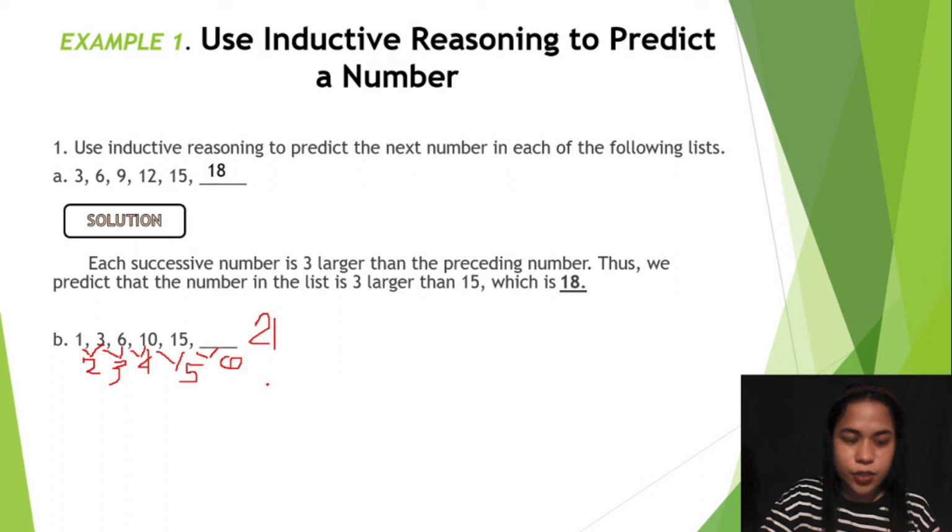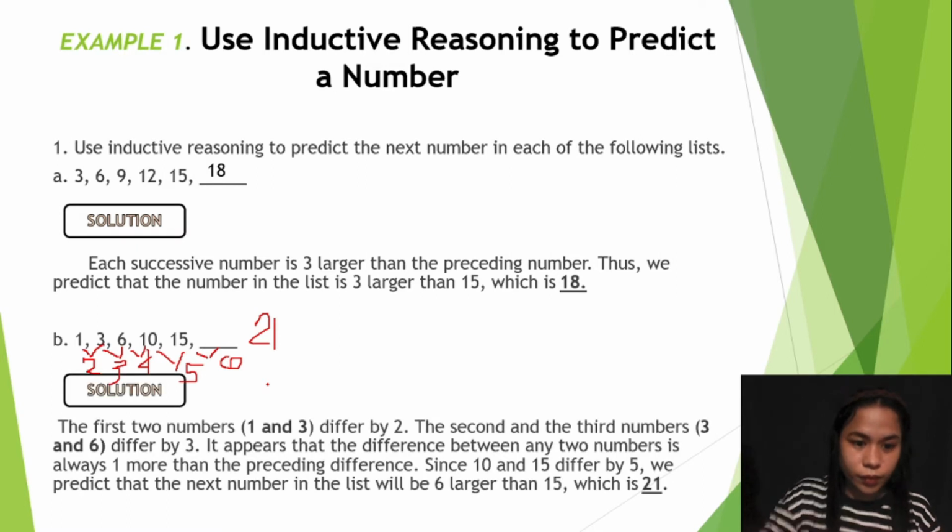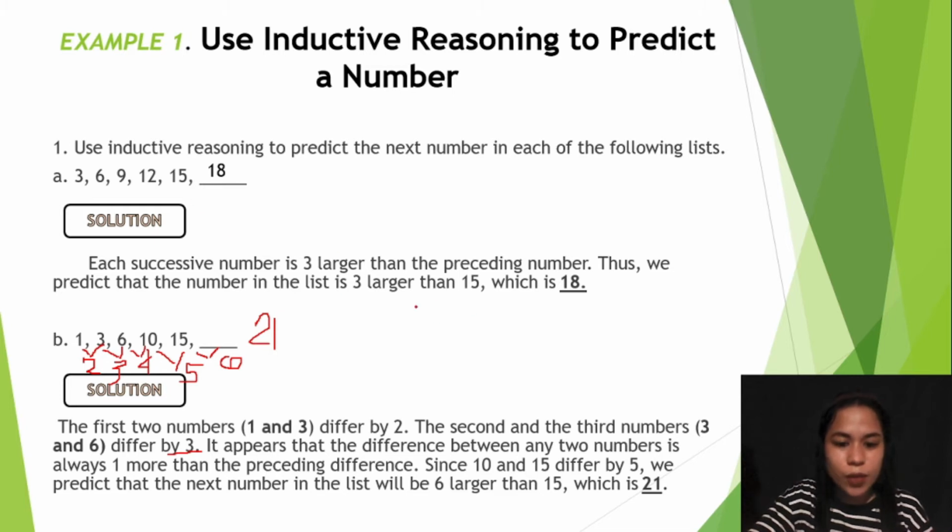So let's have our solution. Let's see if we are correct. The first two numbers, 1 and 3, differ by 2. Differ means subtract. So 3 minus 1 is 2. The second and the third, 6 minus 3, is 3. And it appears that the difference between any two numbers is always 1 more than the preceding difference. So it means they are really consecutive. Therefore, we can predict that the next number in the list will be 6 larger than 15, which is 21. So our answer is correct.